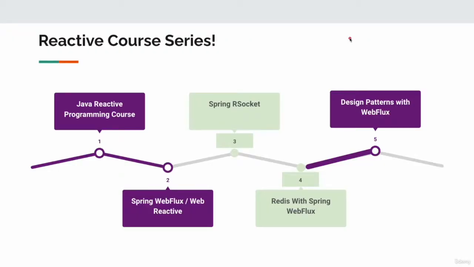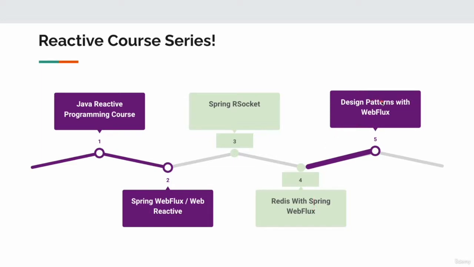My name is Vinod and this is the fifth course in my reactive course series. First course talks about everything you need to know about reactive programming. The second course talks about developing a reactive microservice. Third course talks about RSocket, which is reactive socket, which is a new protocol for message passing among microservices in a reactive way. Fourth course talks about using Redis in our microservices architecture and scaling microservices.